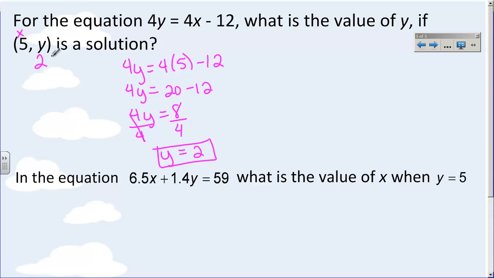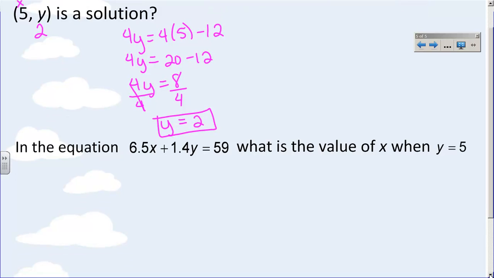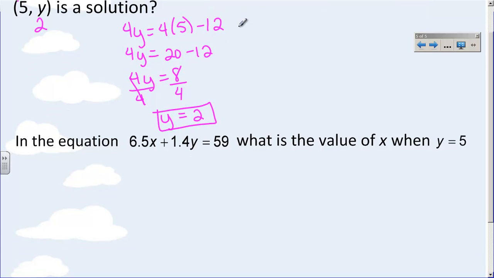So the next question is very similar. It says, in the equation 6.5x plus 1.4y is 59, what's the value of x when y equals 5? Now they've given it to you differently. If you wanted to put this in an ordered pair, basically they're saying, here is what you're given. And so they're telling you that y is 5. So we're going to plug in 5 for y and do the same thing. So I have 6.5x plus 1.4 times 5 equals 59. And so this is where my calculator comes in handy because I don't want to multiply decimals by hand. So 1.4 times 5 is going to be 7. So I end up with 6.5x plus 7 equals 59.